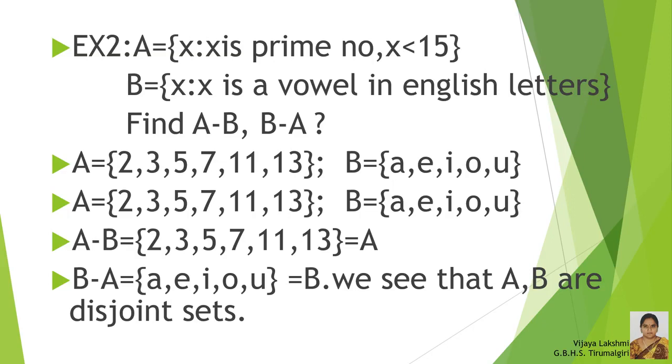Now we see that there are no common elements between A and B. So we can't underline any elements. So now A minus B is equal to all the elements remaining in A. So 2, 3, 5, 7, 11 and 13, which is nothing but again A. Similarly, B minus A is equal to A, E, I, O, U, which is again B.